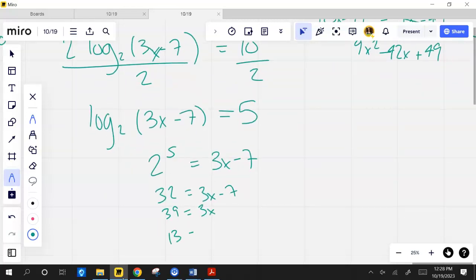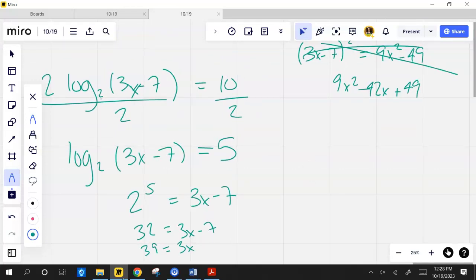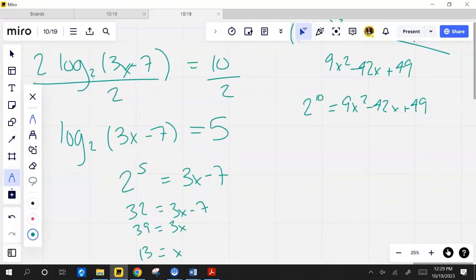13 is the solution. If I did it the other way, I would have 2 to the 10th power equals 9x squared minus 42x plus 49. And then I'd have to solve that quadratic. And if you went back and plugged it in, only one answer would work, and it would be the 13. So y'all need me to go through and do that?